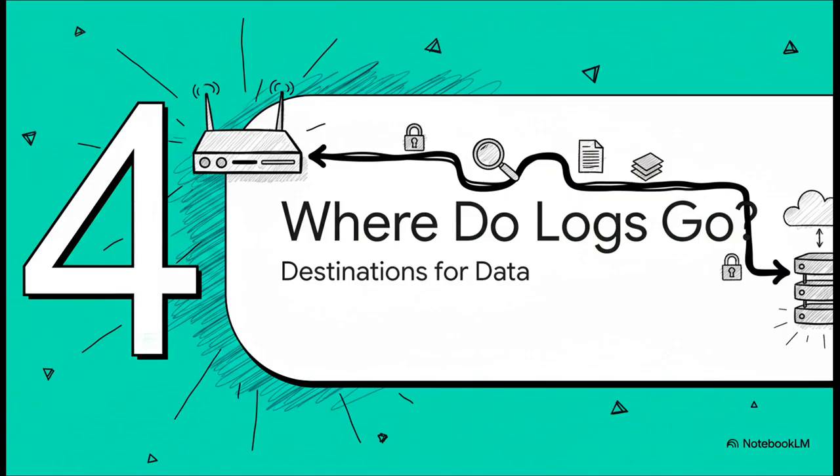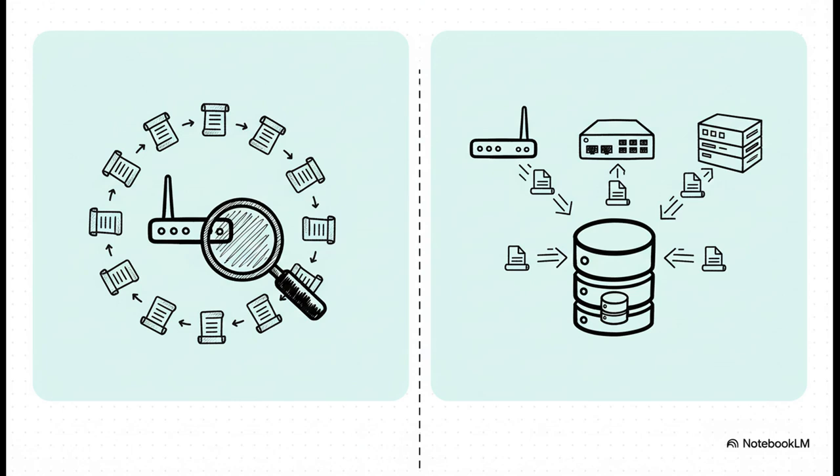The next logical question is, where do they all go? Because where you decide to send all this data is a really, really important choice. Basically, you've got 2 main options. You can do local logging, where the messages just stay on the device itself. That's fine for a quick check right then and there.